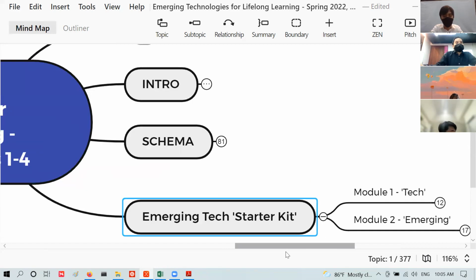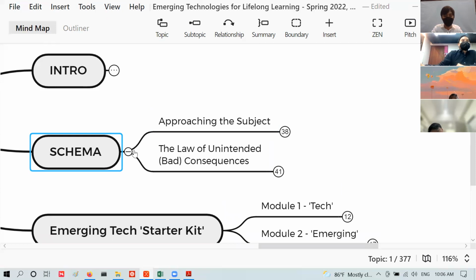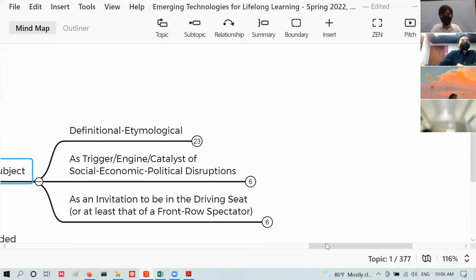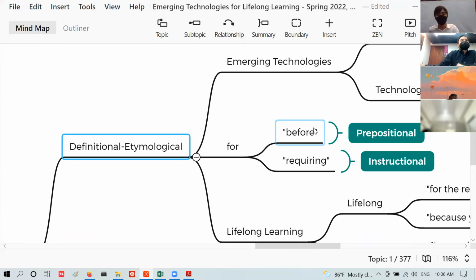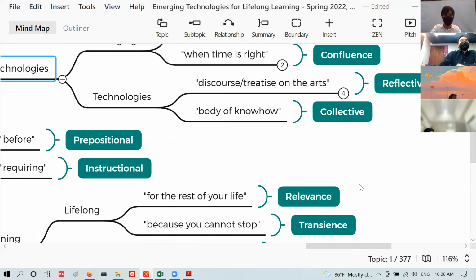Obviously, emerging tech has two parts. You have to get the tech going, and you have to get the tech to emerge. Now, we talked about this already, not last time but the class before that. Before we get to that, we look at the definition: what do we mean by emerging? Okay, what do we mean by technology?